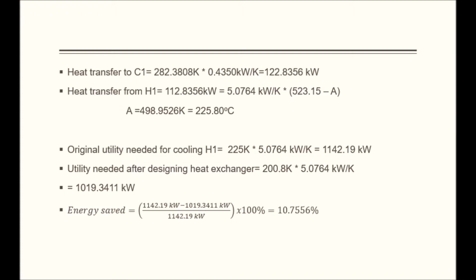Assuming all heat is transferred to C1, H1 can be calculated by using simultaneous equations. Subsequently, the final temperature of H1 after the heat exchanger was calculated. The original utility needed for cooling H1 is 1142.19 kW, while the utility needed after designing the heat exchanger is 1019.3411 kW. Therefore, the energy saved from the heat exchanger is 10.7556%.